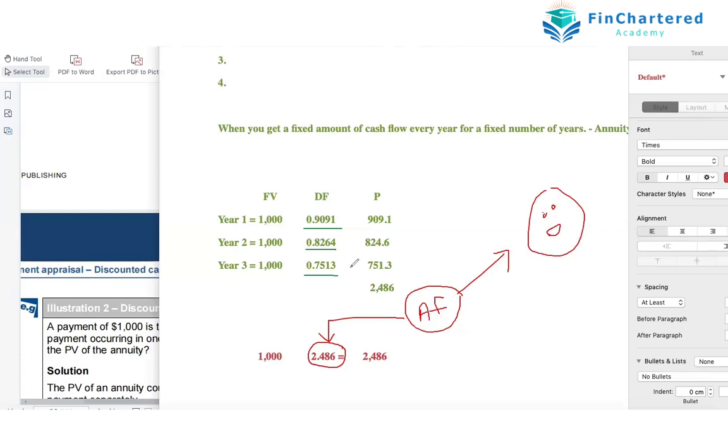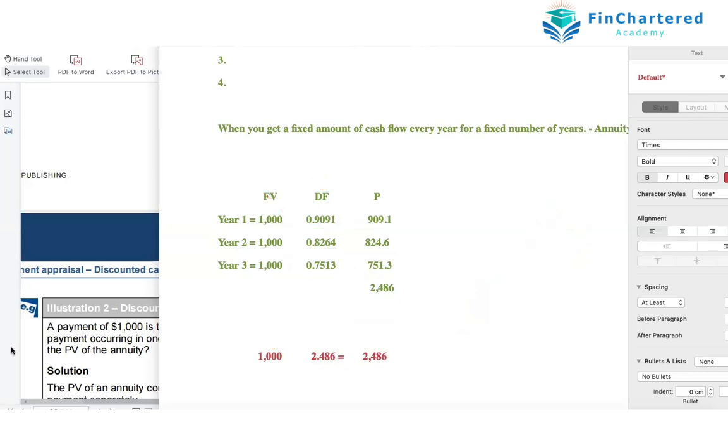So you don't need to do this one by one. You can just multiply the amount with the annuity factor. As simple as that. It makes your life easy. And the best news is that we also have an annuity factor table. So you don't even need to calculate the individual discount factors and total them. If you want to solve this question, all you have to do is look at the annuity factor table. Can we do that? Yes, I'll show you.